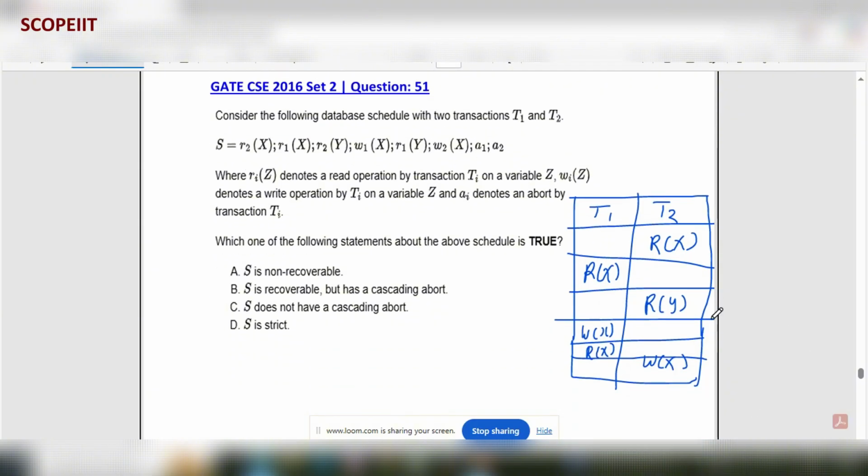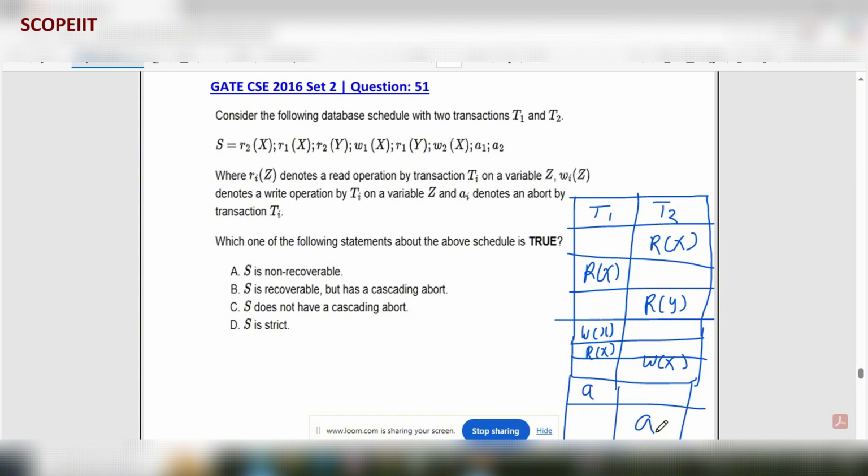Then after that A1 and A2. A1 here represents the abort. So A1 means first in transaction T1 abort. Then in transaction T2 we have the abort. So this is one table. This is the way we construct the table first of all.